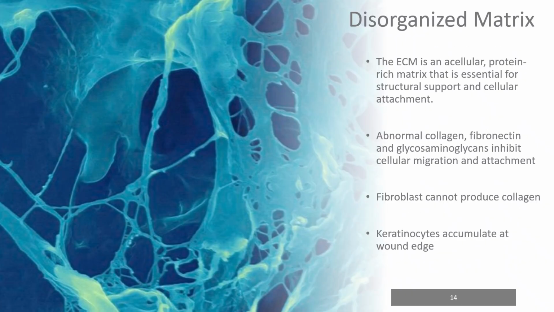A disorganized matrix also can impede wound healing. Extracellular matrix, as you recall, is the acellular protein-rich matrix that is essential for the structural support and cellular attachment in wound healing. Abnormal collagen, fibronectin, and glycosaminoglycans will all inhibit cellular migration and attachment. Thus, fibroblasts will not be able to produce collagen, and keratinocytes won't crawl across the wound edge to help in epithelialization. They will accumulate at the wound edge.